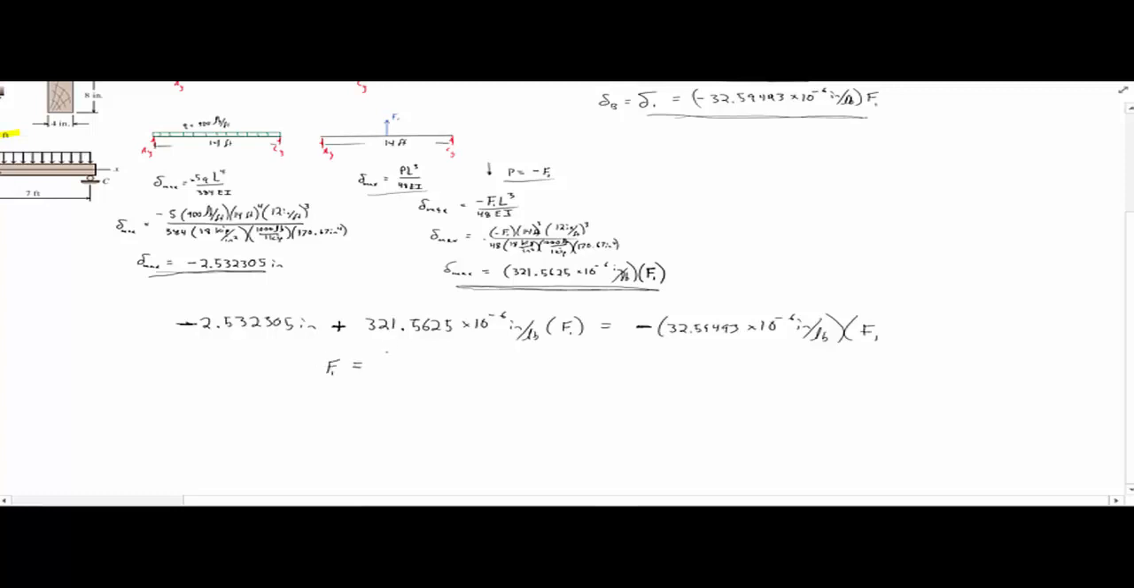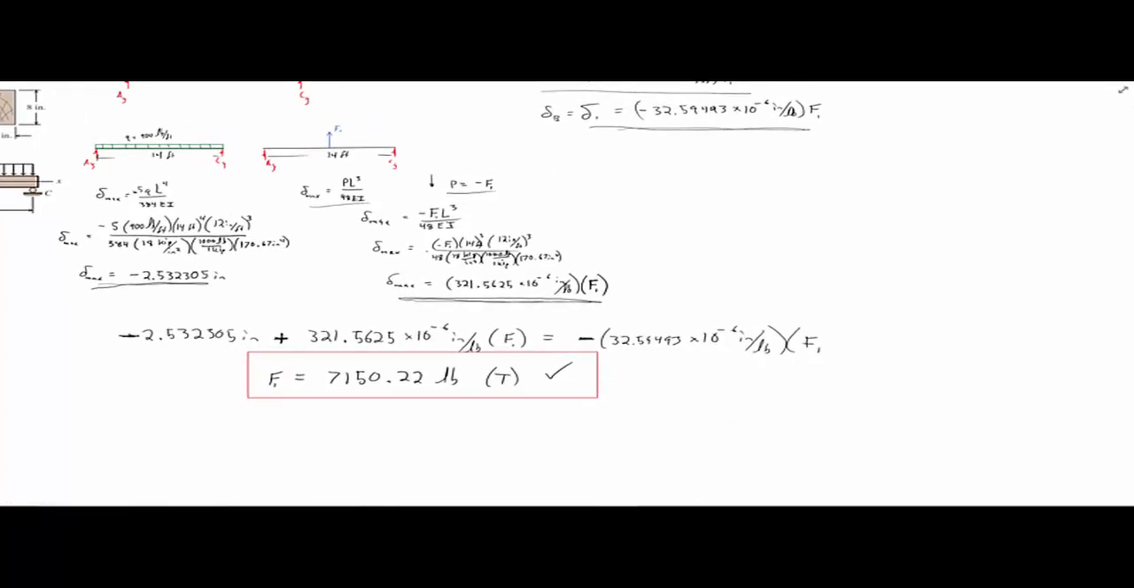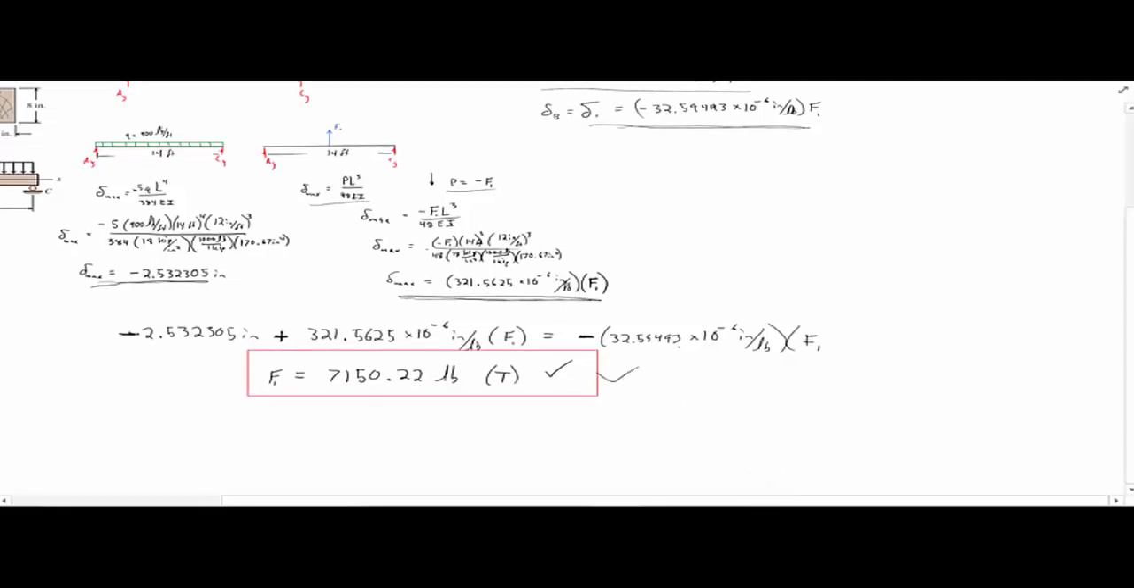F sub 1 should equal 7,150.22 pounds. And this is in tension. Okay? So that's part A. So we can box this off. Part A, solved. So part C, I'm just going to skip B real quick. We'll come back to it. But I'm going to jump up to part C because we have this already, right?